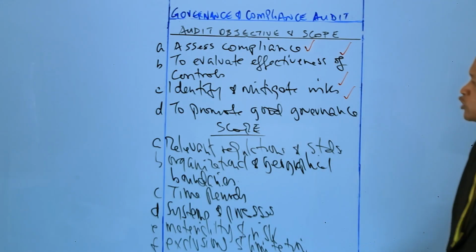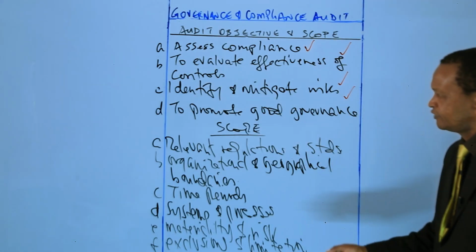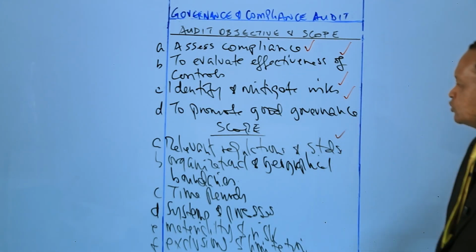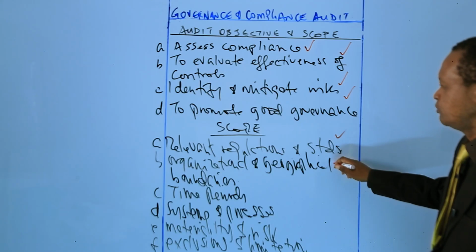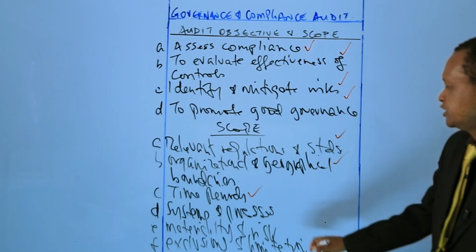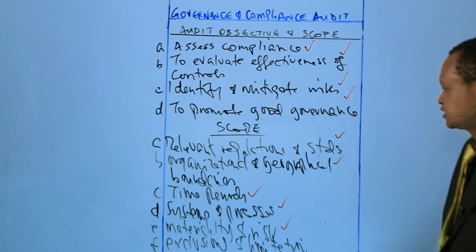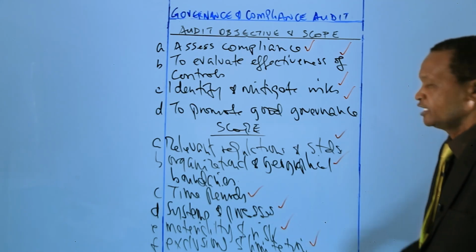And in discussing the scope, we've identified 6 factors that determine the scope or the boundary of the audit. Number 1 is relevant regulations and standards. Number 2, organizational and geographical boundaries. Number 3, time periods. Number 4, systems and processes. Number 5, materiality and risk. Number 6, exclusions and limitations.